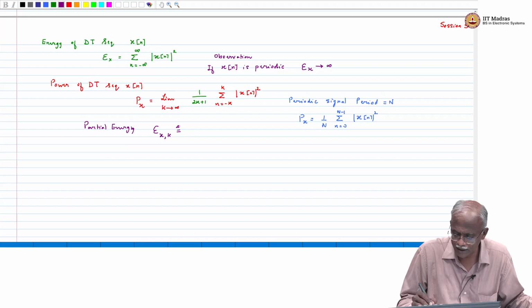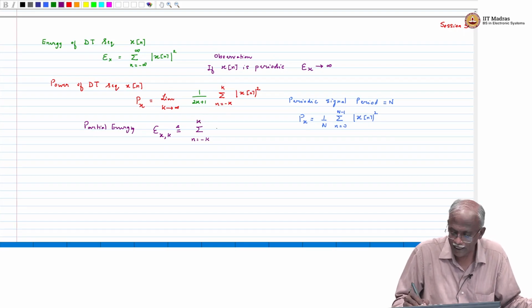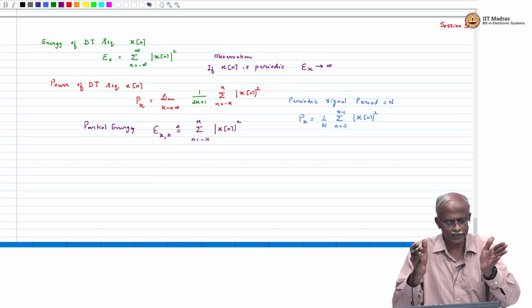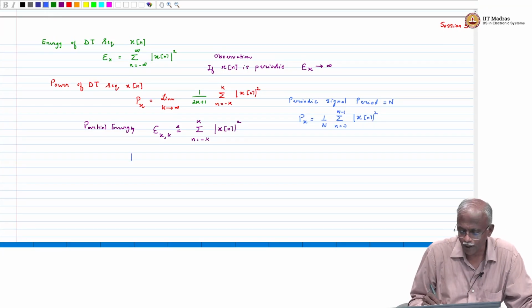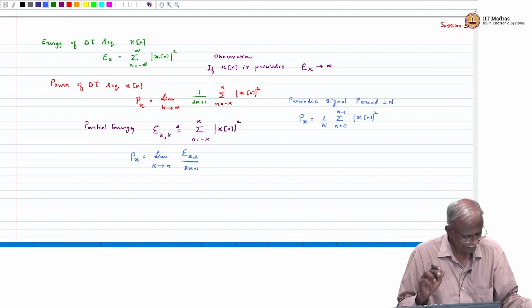So, the partial energy is defined as a summation from n equal to minus k to k, just like the definition of the power term, of mod x of n squared. Now, as k tends to infinity, you will get the full energy of the signal. This is a partial energy. So, the relationship between the power Px and the energy can be described as the limit as k tends to infinity of the partial energy, not the full energy, divided by 2k plus 1.